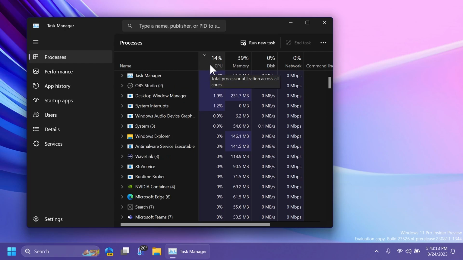But if you are selecting the CPU or memory basically to sort them by these values, you're going to see that processes are continuously jumping around, and you can pause that by pressing the control key on your keyboard. I think this is very useful.